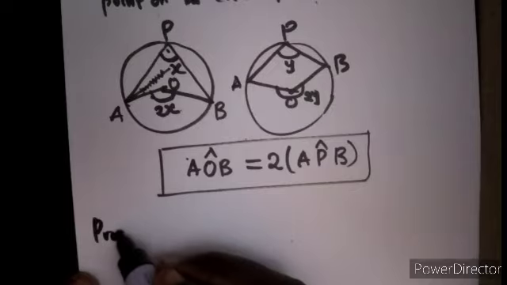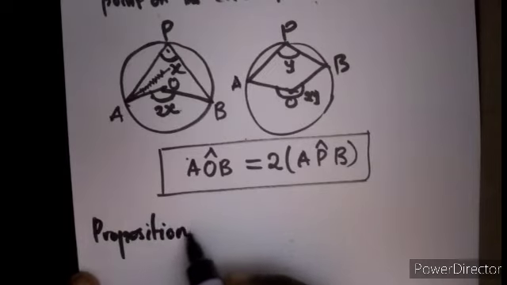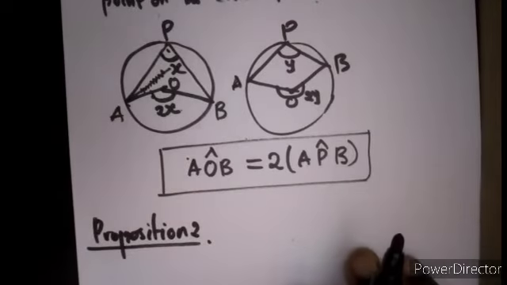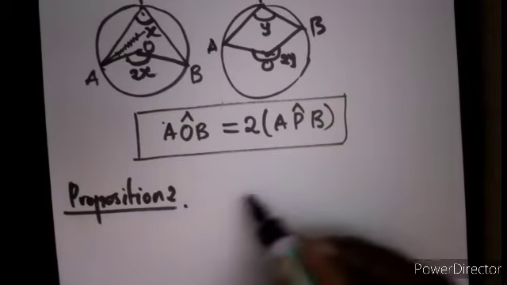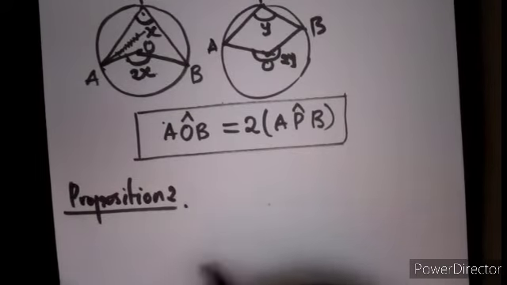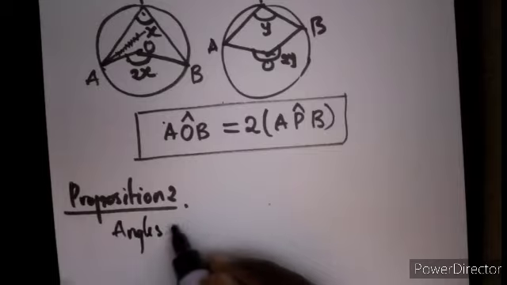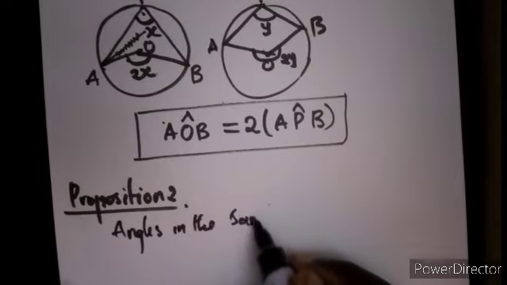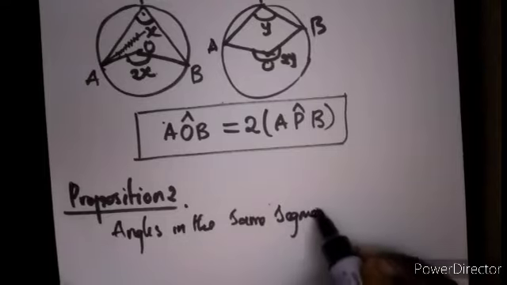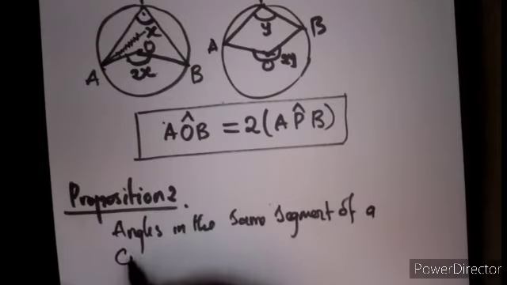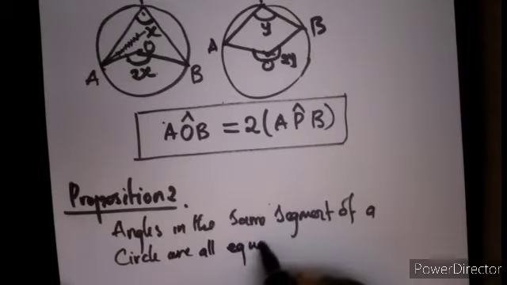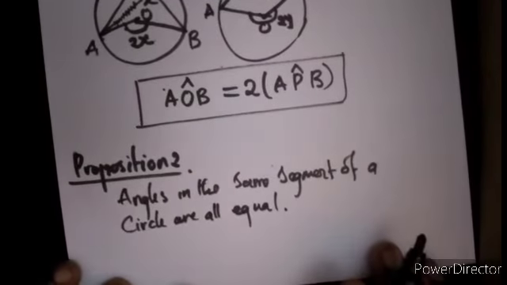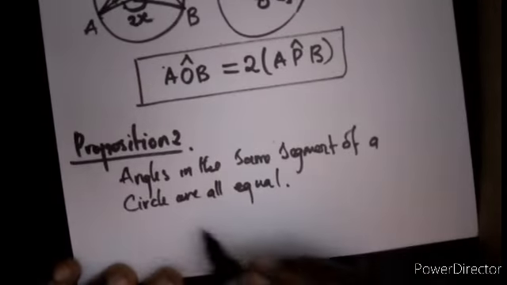Proposition 2. Proposition 2 tells us that the angles in the same segment of a circle are always equal. That is, the angles in the same segment of a circle are equal.